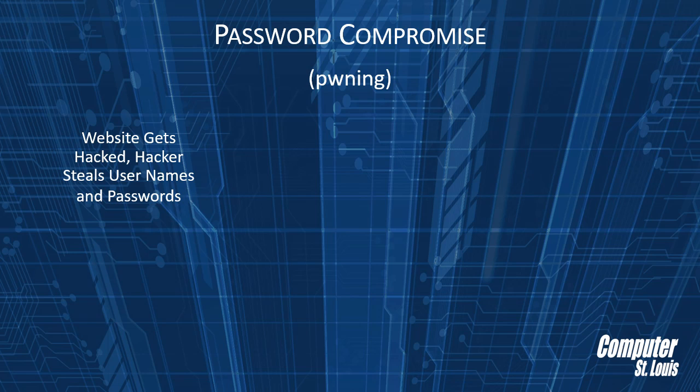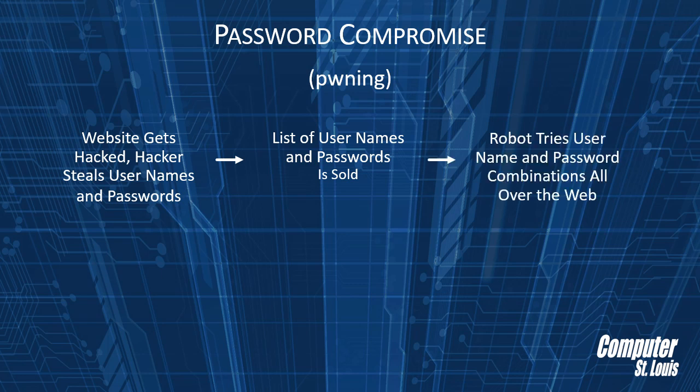So here's how password compromise happens. Let's say you went to that LinkedIn or Microsoft login that we talked about earlier, and you gave up your password, or a website that you routinely log into gets hacked, and the hacker will steal all the usernames and passwords from that website. Eventually, when they get a big enough list, they'll go on the dark web and sell it. Someone will buy it, and then they'll program a robot to try those username and password combinations all over the web.